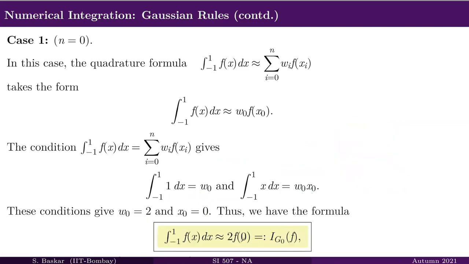Therefore, the Gaussian quadrature rule with n equal to 0, for which we use the notation I g naught of f, is given by 2 times f of x naught. So you just put w naught equal to 2 and x naught equal to 0. So that's the quadrature rule coming out of this idea when n is equal to 0, and that is the Gaussian quadrature rule for n equal to 0. You have already seen this quadrature rule previously. If you recall, this is nothing but the midpoint rule, right?